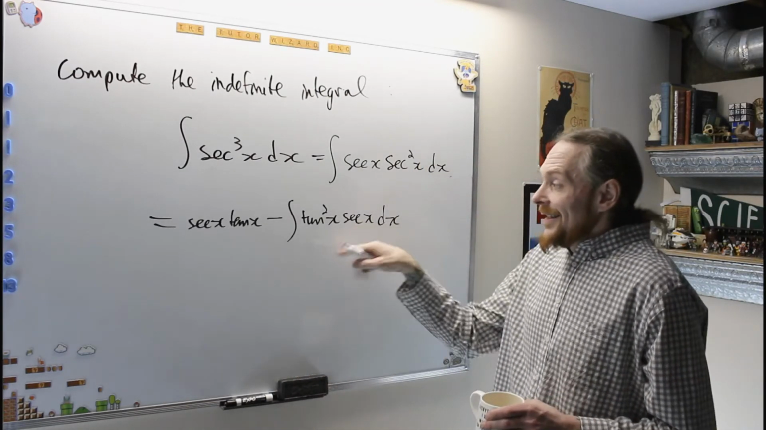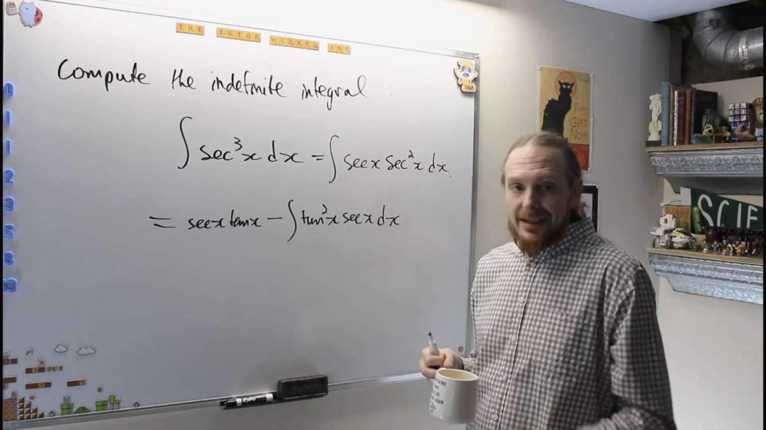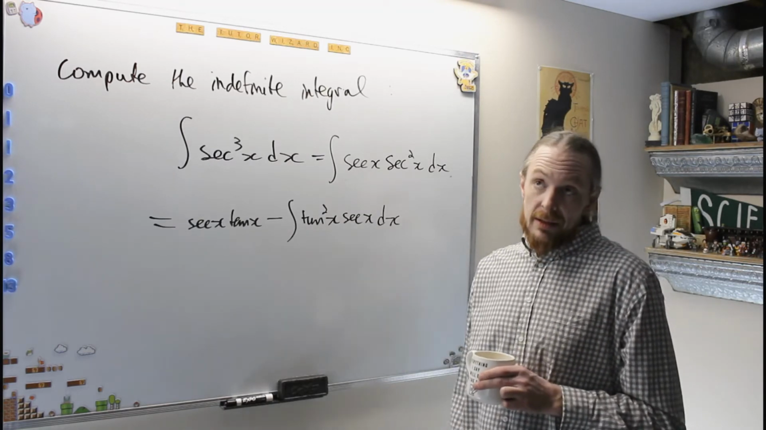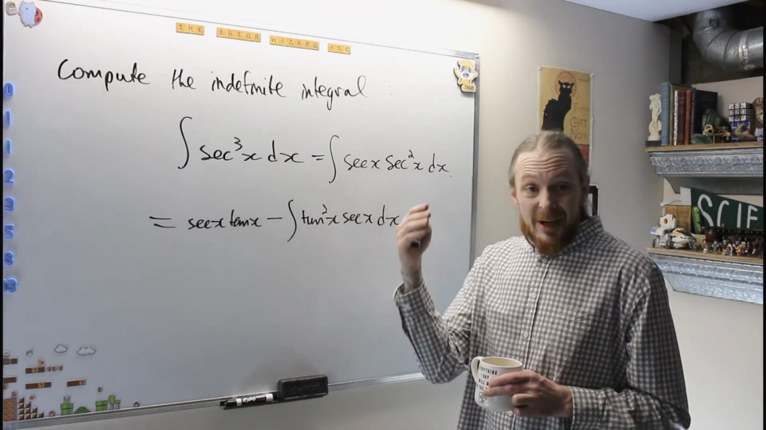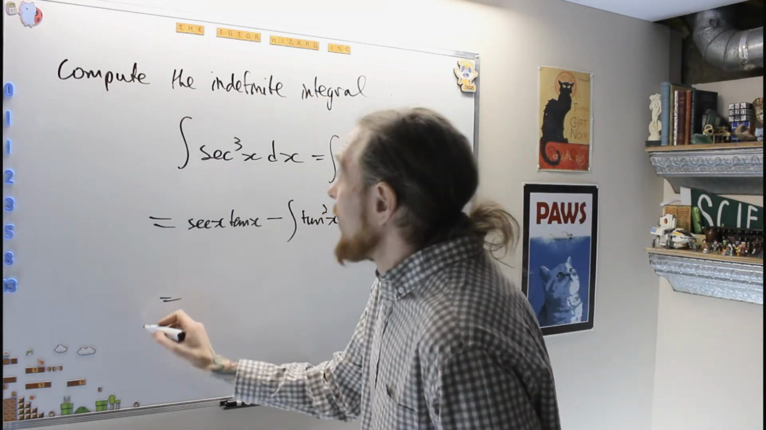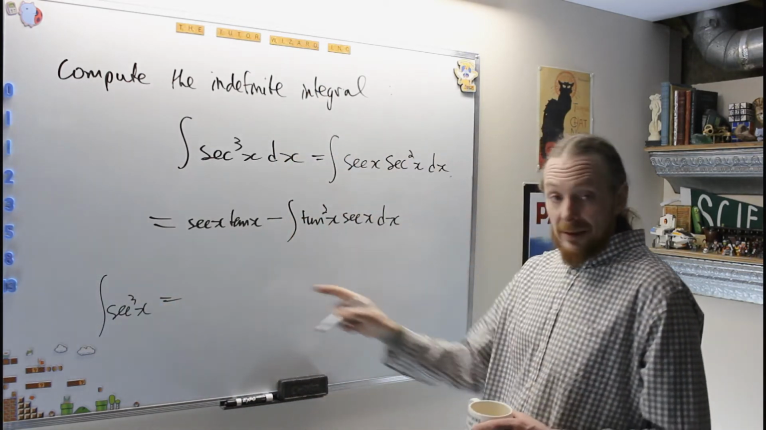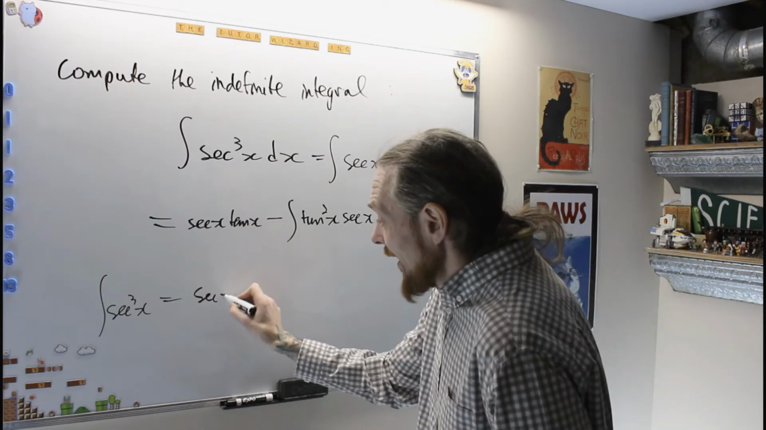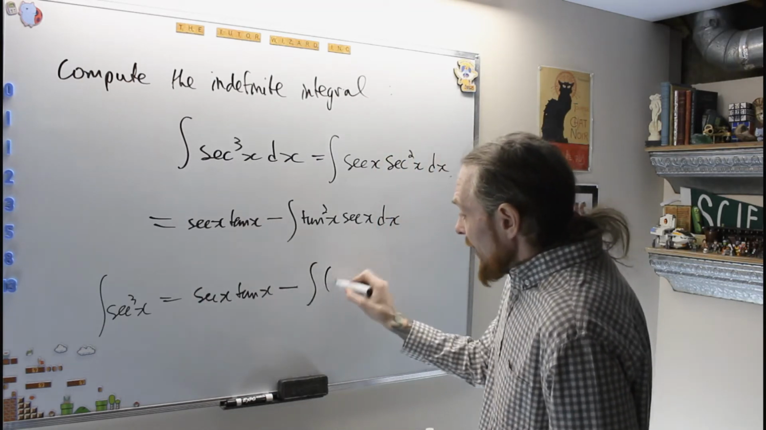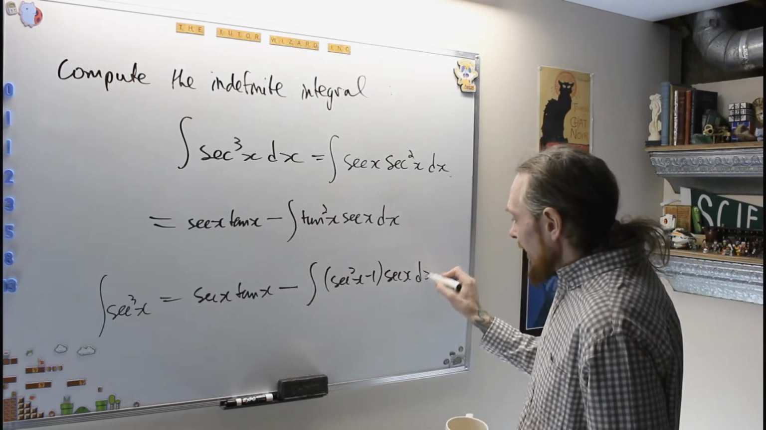Once I have this, now we're going to use the Pythagorean identity, one of its daughter identities. By dividing by cos squared, we get tan squared plus 1 equals secant squared, or tan squared is secant squared minus 1. This is the clever trick we're going to do right away. This integral of secant cubed is equal to secant x tan x minus the integral of secant squared x minus 1 times secant x dx.